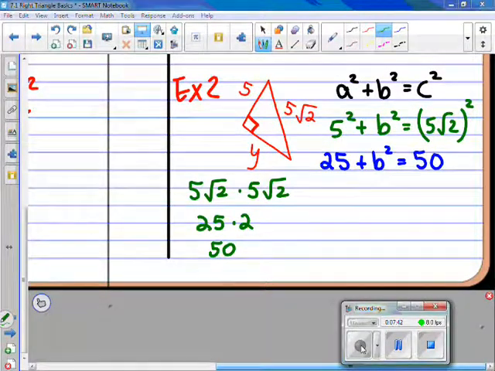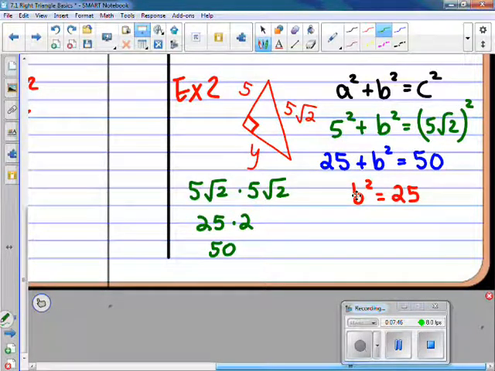All right, so we put that 50 into the spot it belongs. Let's just start simplifying. I get subtract 25 from both sides. Then I'm going to take the square root of both sides to get rid of that squaring. That leaves me b equals 5. Now, the sides don't always come out to be nice like that, okay?